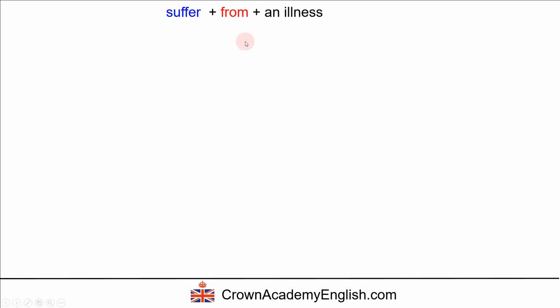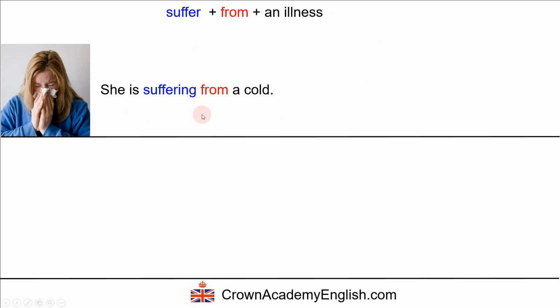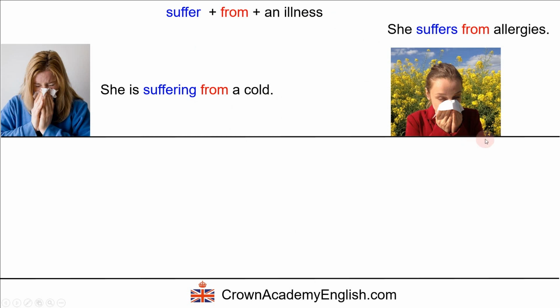We say that you suffer from an illness. So she is suffering from a cold. She's suffering from a cold. So it means she has a cold, basically. She has a cold. And unfortunately, she suffers from allergies. From allergies. And this particular allergy in English is called hay fever. Hay fever. H-A-Y. And then fever is F-E-V-E-R. So it means an allergy to pollen. Okay, so she suffers from allergies.